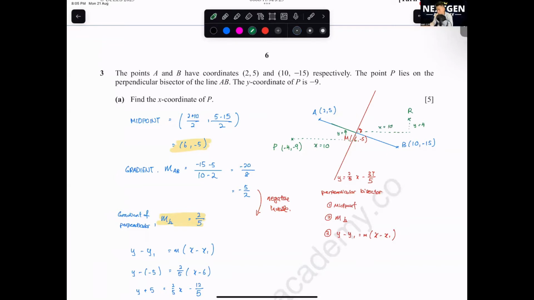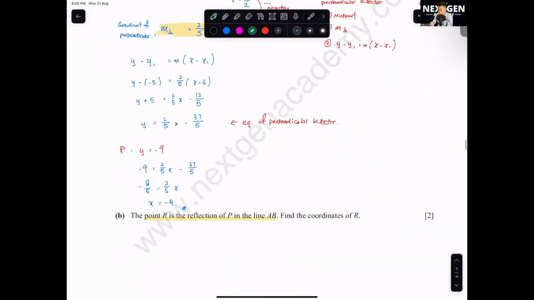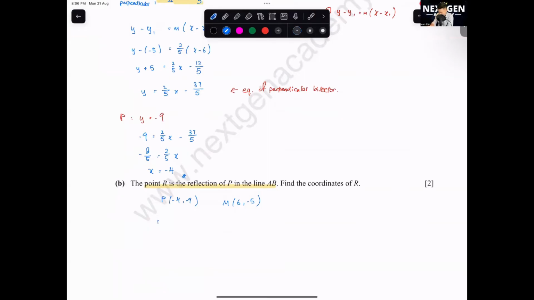If you want to do working, you look at the mark scheme, there's no real working, but you can do working like this. P is negative 4, negative 9. M is 6, negative 5, right? So we want to find the x and y distance first. We can put it in vector form, a column vector: 6 minus negative 4, negative 5 minus negative 9. You can break it down also if you want. So this means the vector in terms of x and y is (10, 4), from P to the midpoint.